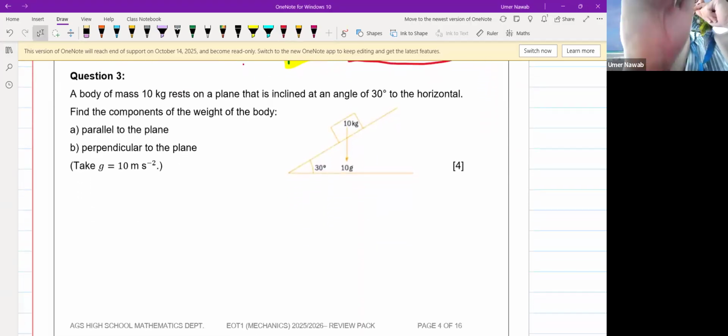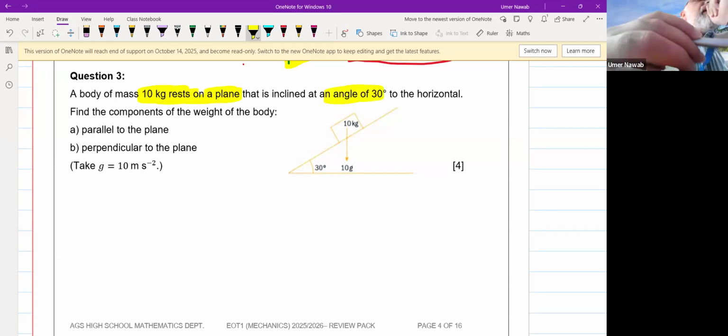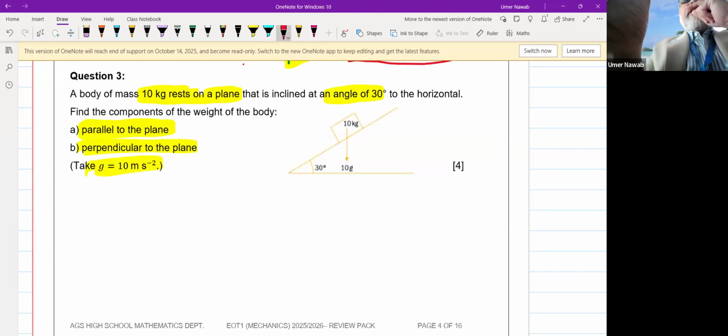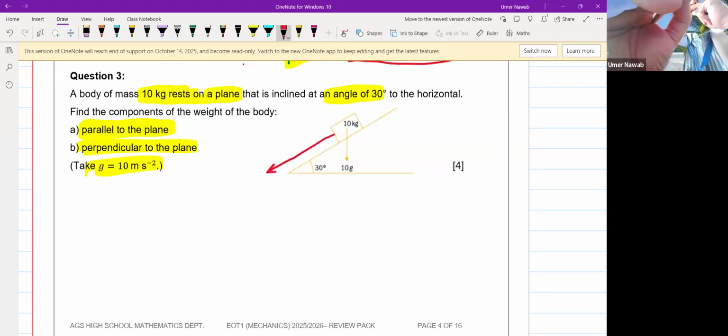A body of mass 10 kg rests on a plane at an angle of 30 degrees to the horizontal. Find the components of the weight parallel to the plane and perpendicular to the plane. The value of g is 10 meters per second squared. So my dear friends, parallel to the plane, just the weight component.